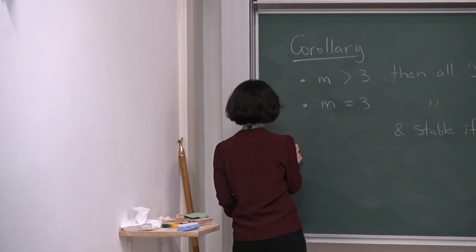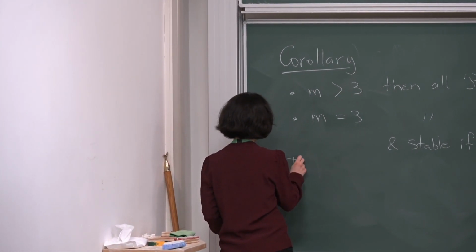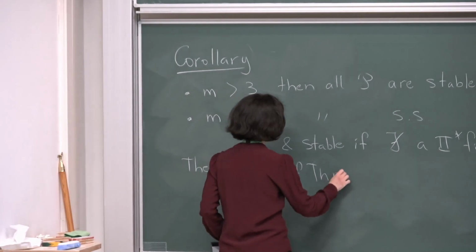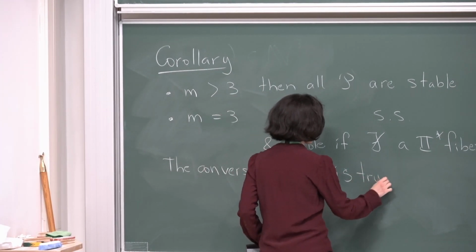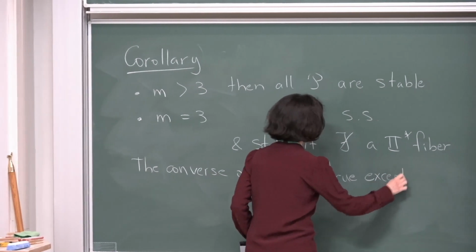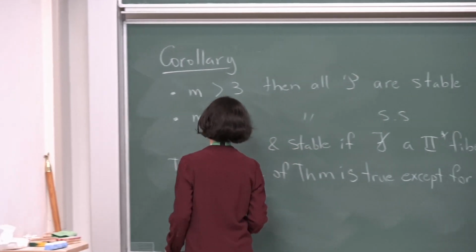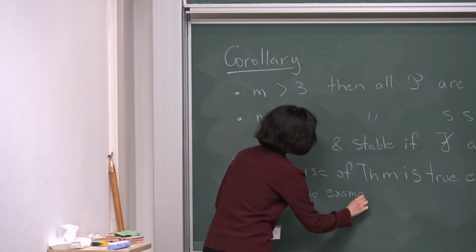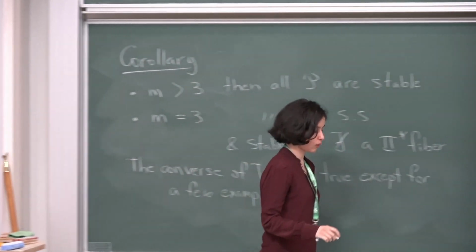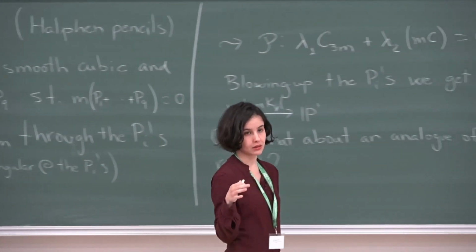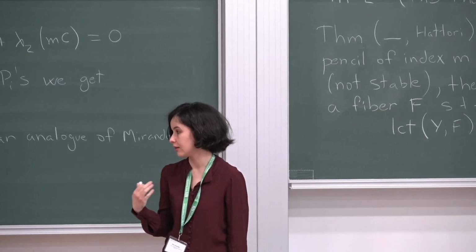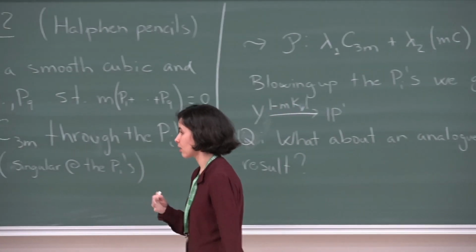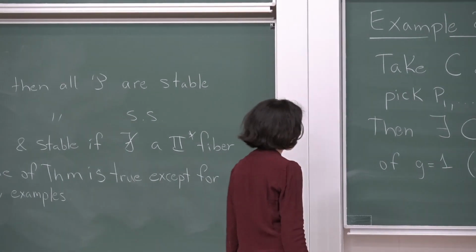So the converse of the theorem is true except for a few examples. So let's put it like this. When m equals 3, there is just one family that gives you a counterexample. And then when m equals 2, there are more families. And it's a bit more complicated, so I'm not going to go there.